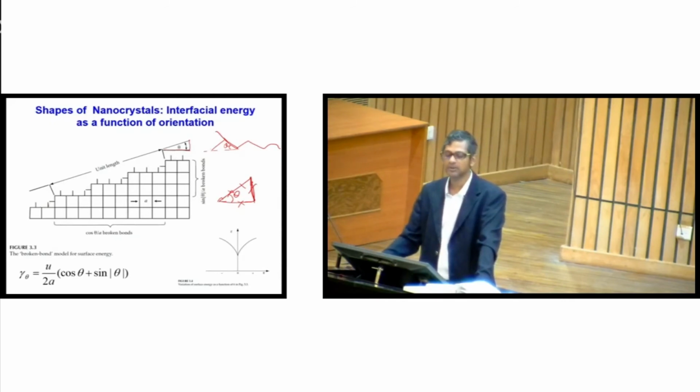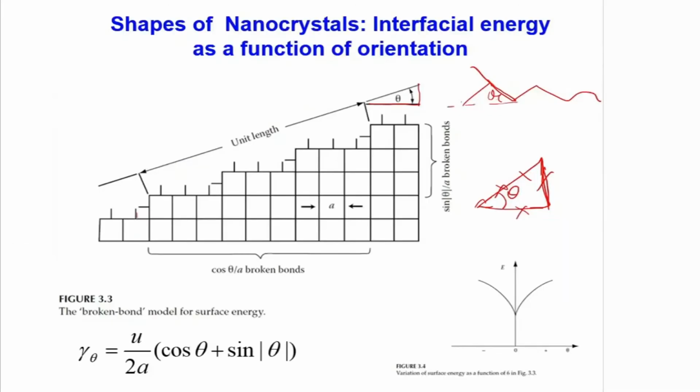So therefore, this is equal to mod sine theta by a, the number of broken bonds. You can add them together, it becomes u by 2a times cos theta plus mod sine theta, where u is the number of bonds, the bond energy basically. So now because it is orientation dependent, it is theta dependent, I can plot the surface energy, correct? And this will look like this.